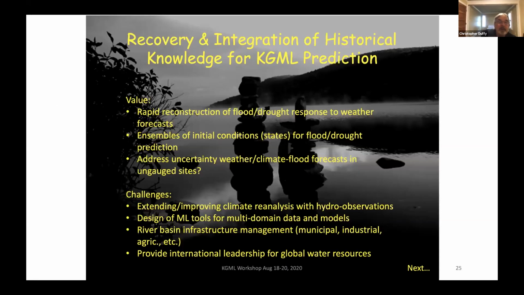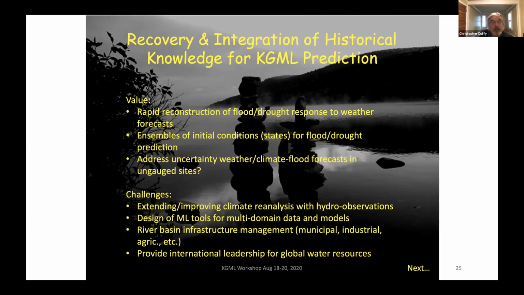My summary of this, in this very brief and high level look at things, is the ability of machine learning to help us recover information from experimental data, very disparate kinds of data from experiments that have been done by earth scientists, hydrologists, and others, and integrating that into historical knowledge for KGML prediction. I think that could be a very important tool to recover some of this information into our modeling for the future. Some values: rapid reconstruction of flood and drought response.